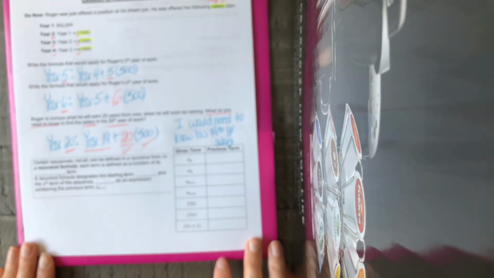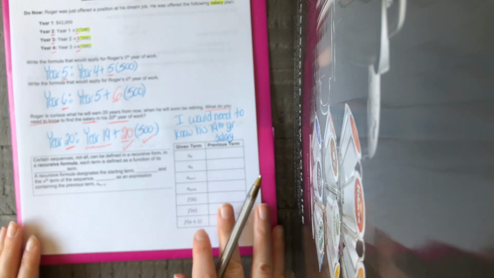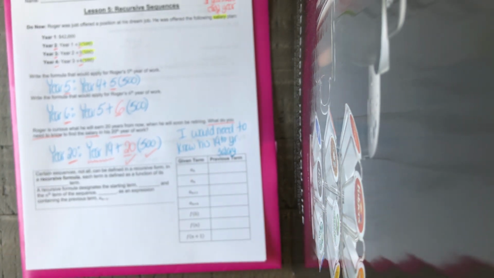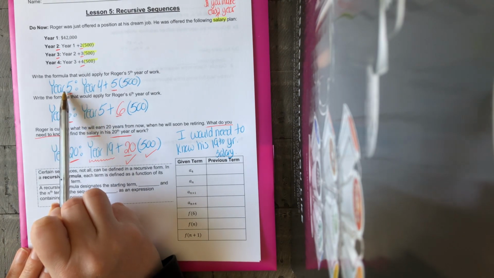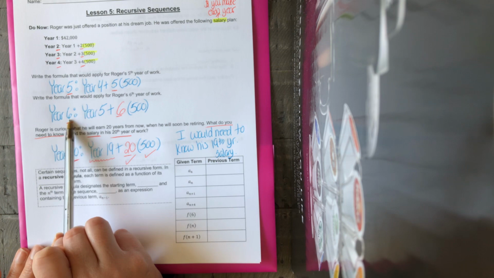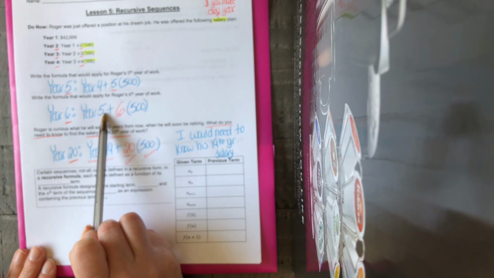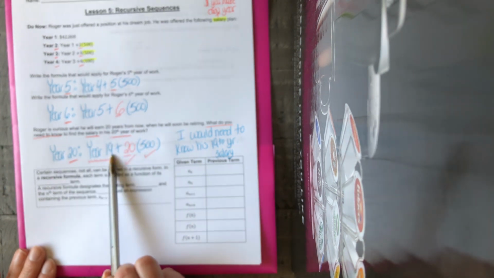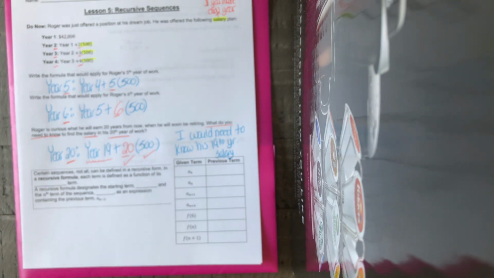Okay? All right. So lesson 5 is called recursive sequences. Recursive means what comes before. So if you look back at the do now, I don't know if you guys have caught on to that pattern that I was trying to show you. If I wanted to find year 5, I had to use year 4 because it came before it. If I want to find year 6, I needed to know year 5. If I want to find 20, I had to use 19 because what comes before 20? 19. So all of these were examples of recursive sequences.